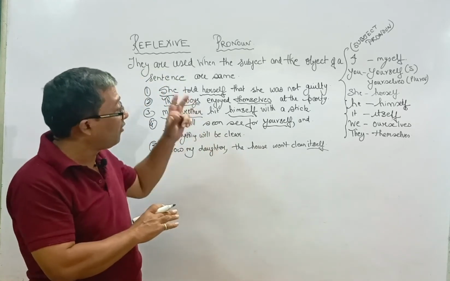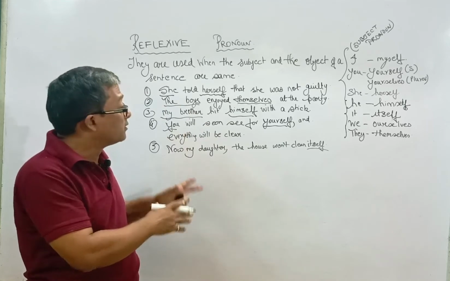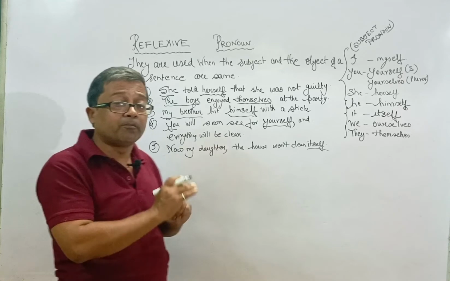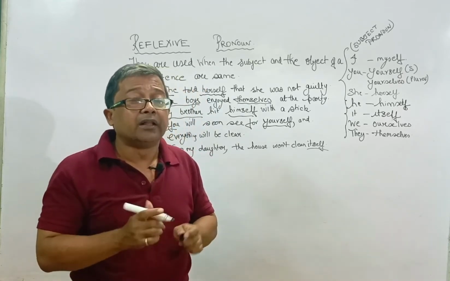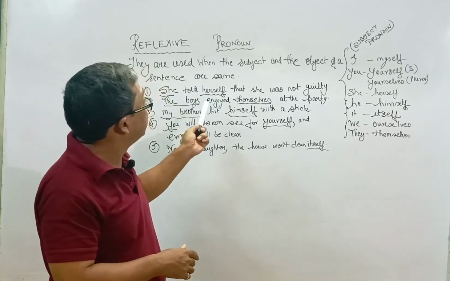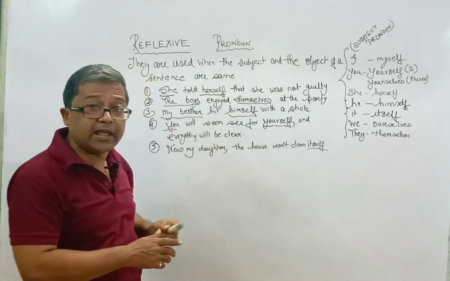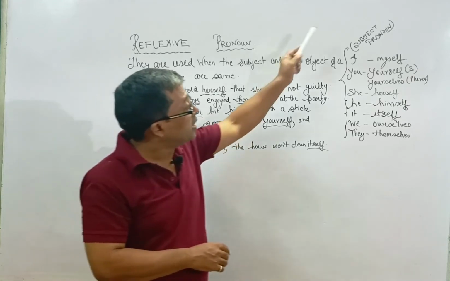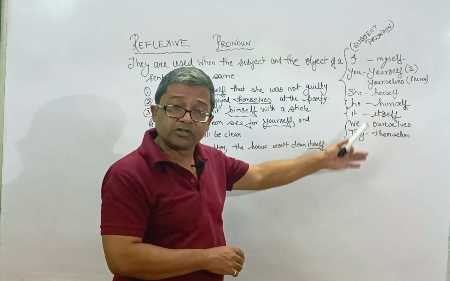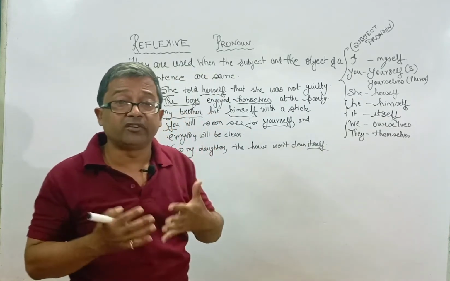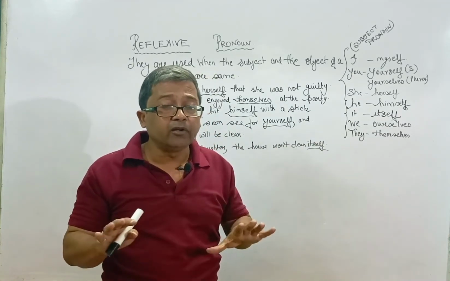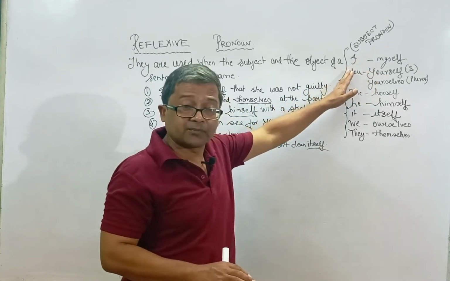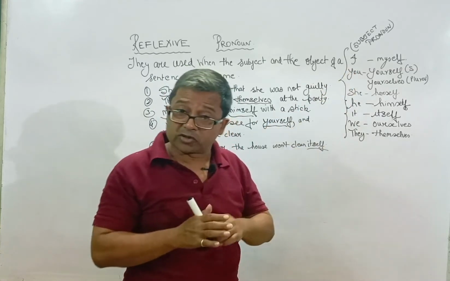So here we find in these sentences the subject pronoun and the corresponding reflexive pronoun. The most important part is that you have to keep in mind that when in a sentence the subject and the object are the same, we use a reflexive pronoun. And the corresponding subject pronoun and the reflexive pronoun is here. You can go on watching this video over and over again and clear your doubts about what reflexive pronoun corresponds to what subject pronoun. So I hope this session was interesting.